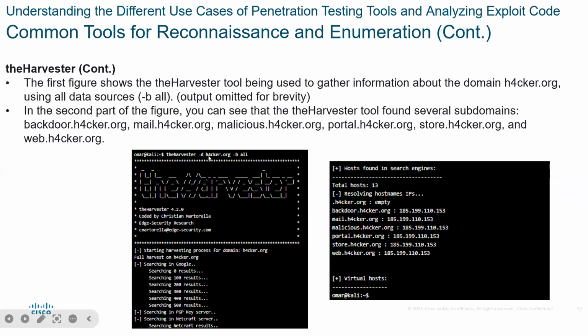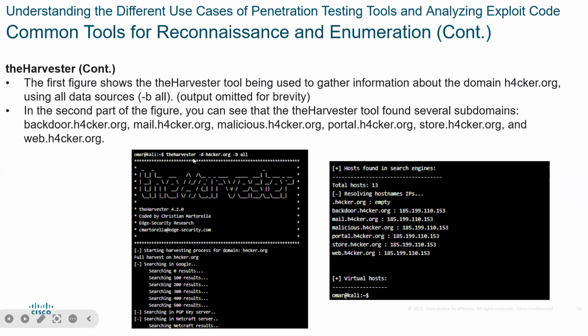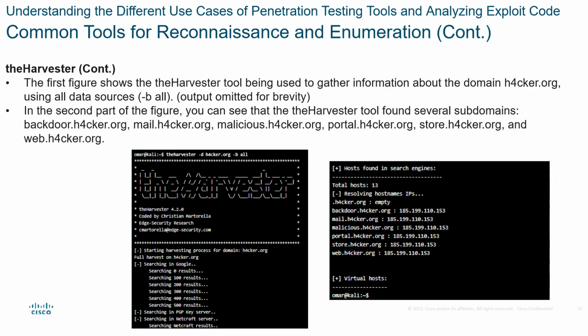You can say theHarvester -d, right? And you could say hacker.org, right? So what does -d do for us? It just indicates the domain we're trying to search for. So we say theHarvester -d, that's the domain. We indicate the domain name. We say everything, right? And what is B for? B is for you to maybe indicate the data source, right?